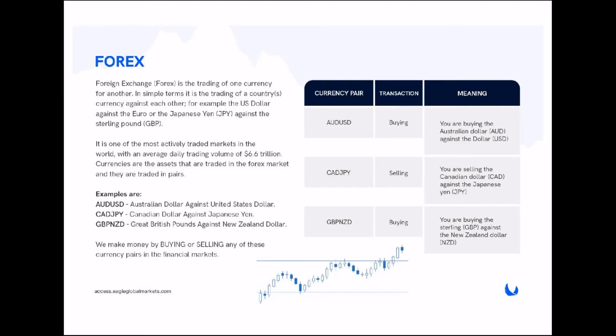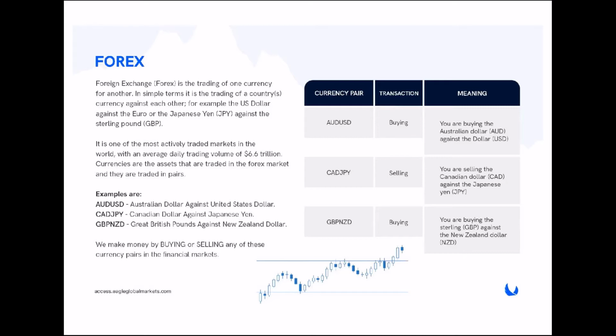Currencies are assets that are traded in the Forex market, and they are traded in pairs. For example, AUD/USD, the Australian dollar against the United States dollar. CAD/JPY, the Canadian dollar against the Japanese yen. GBP/NZD, the Great British pound against the New Zealand dollar. We make money by buying or selling any of these currency pairs in the financial market.